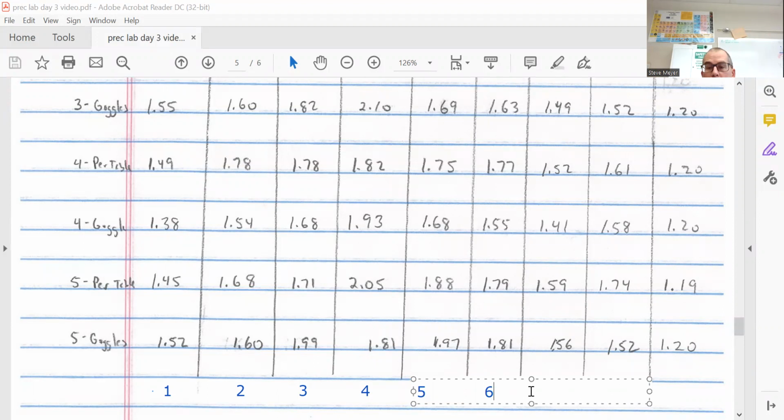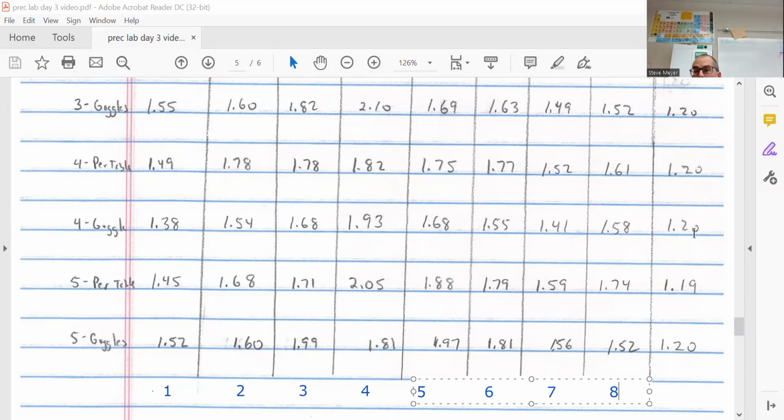6, 7, and 8. So if you were on the periodic table side for period 4, or the goggle side for period 4, these would be your numbers. And for period 5, these would be your numbers for test tubes 1 through 8.